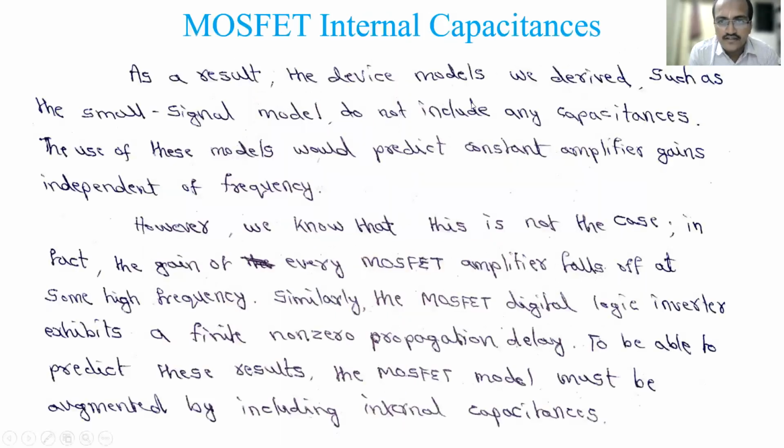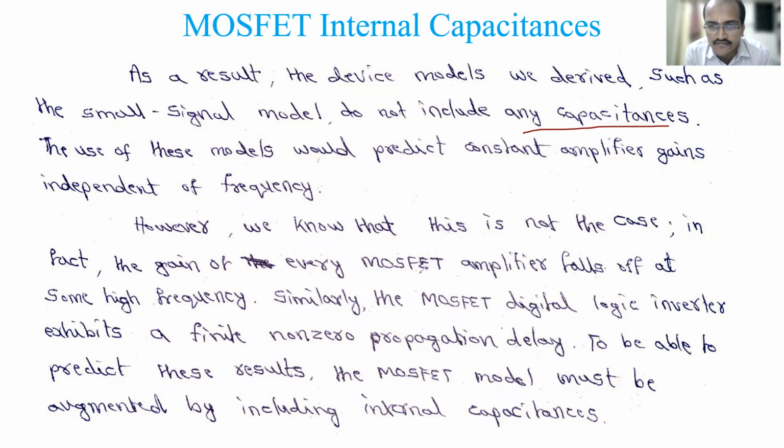As a result, the device models we derived, such as the small signal model, do not include any capacitances. We have not looked at any capacitances so far. So the use of these models would predict constant amplifier gains independent of frequency. Now we'll consider the frequency aspect. However, we know that this is not the case.